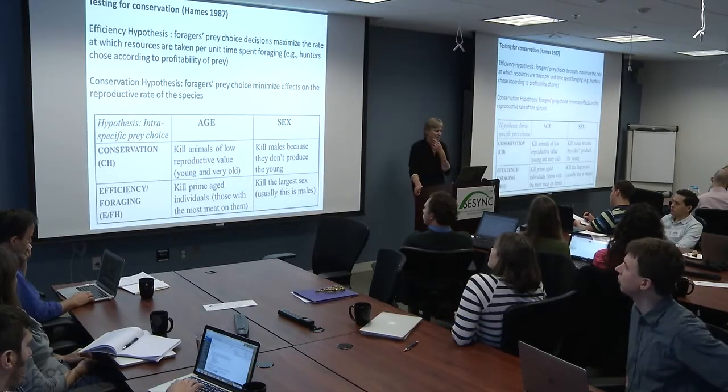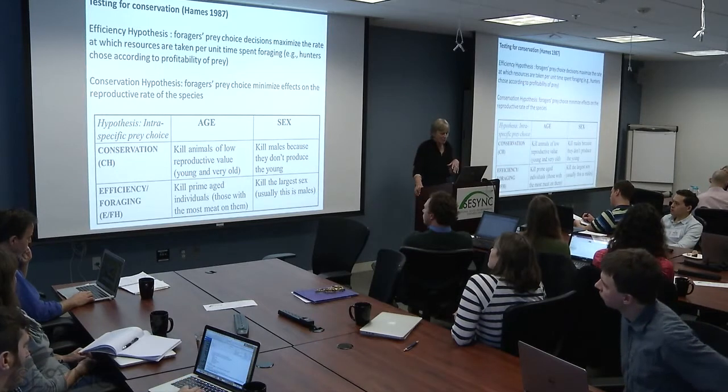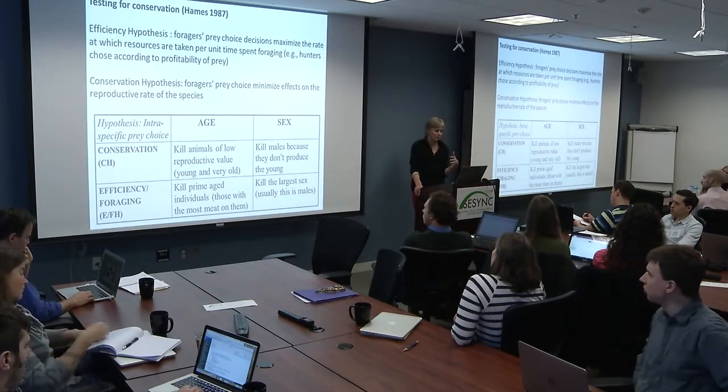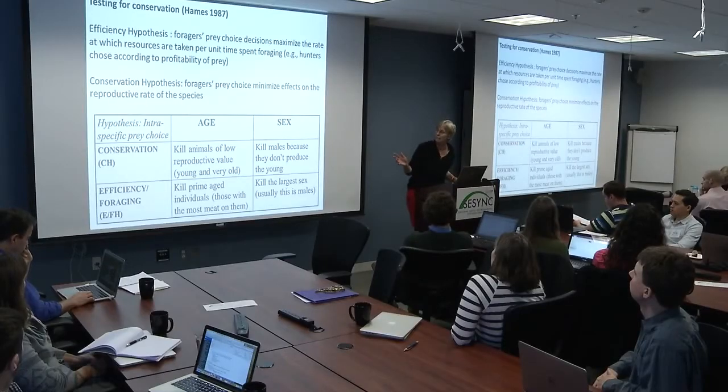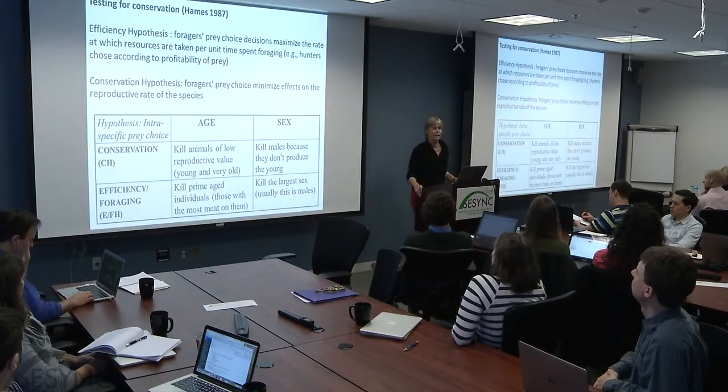Let's just think with respect to age, that according to the efficiency hypothesis, you would kill prime-aged individuals, those with the most meat on, because that's the most efficient way that you can hunt. Whereas if you're a conservationist or you have a conservationist trait, you would kill animals of lower reproductive value, because taking them away is going to have less effect on population growth rates. And you can make the same kind of hypothesis for sex, although they're normally harder to test because males are normally larger in all species, so they're harder to differentiate the predictions.